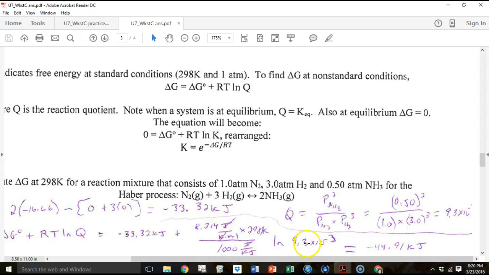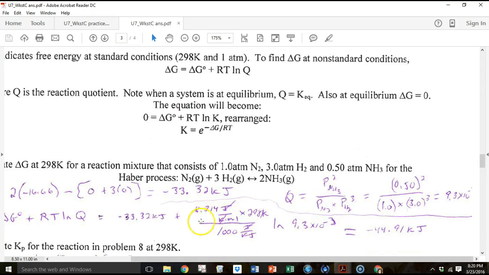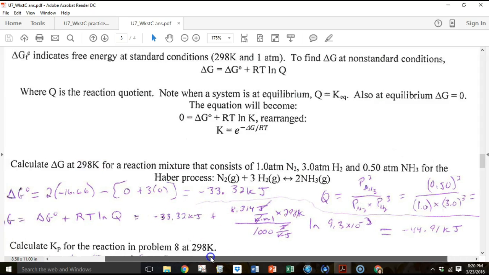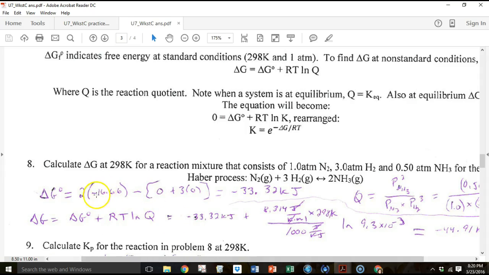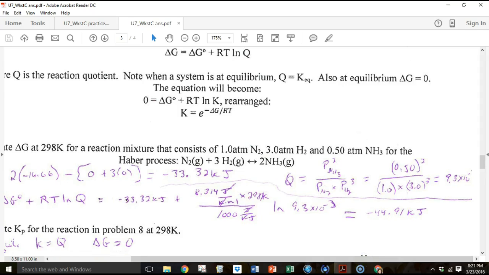So natural log 9.3 times 10 to the negative 3rd. Notice that I'm doing my unit conversion right here for the R value. There's the temperature, because we're told we're at 298 Kelvin for this process, and this is the delta G of formation, or delta G naught from the delta G's of formation. There they are from the back of the book. Remember that for the elements, delta G of formation is 0, so you really only had one number to look up. That wasn't so bad. So you plug those in, get negative 33.32. Plug that into the equation, and we get a delta G of negative 44.91 kilojoules. So there's our answer for that one.